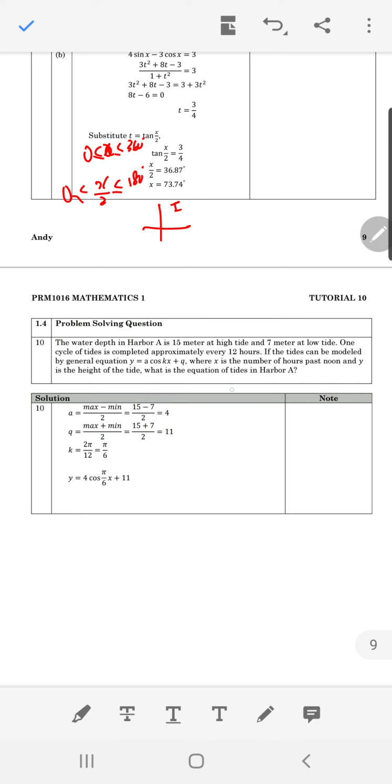So what is the equation of the tide? So we have maximum minus minimum over 2. This is the formula to get a. The formula to get q is maximum plus minimum over 2. Then your k is 2 pi over 12 hours. So this is how you get it. This question is a bit difficult because it's an application question.